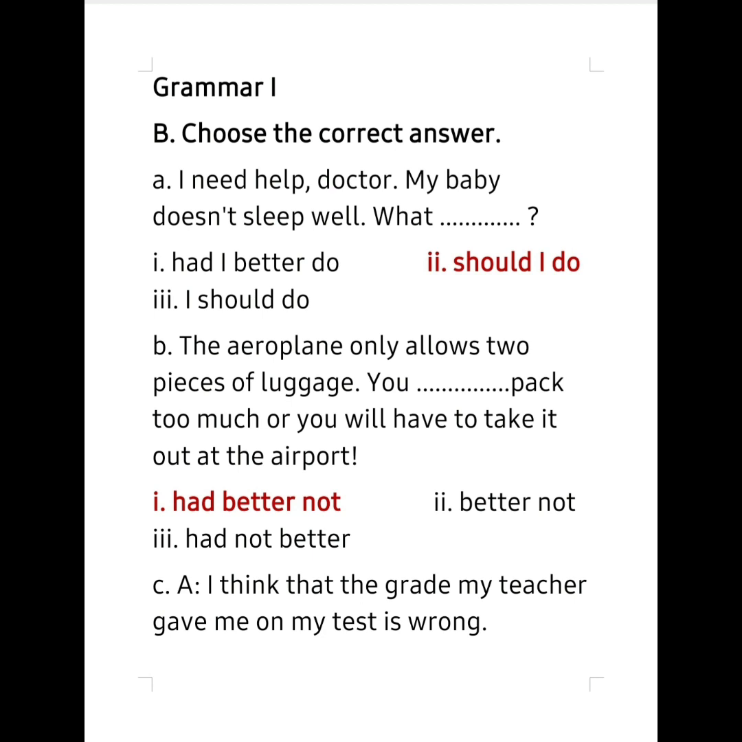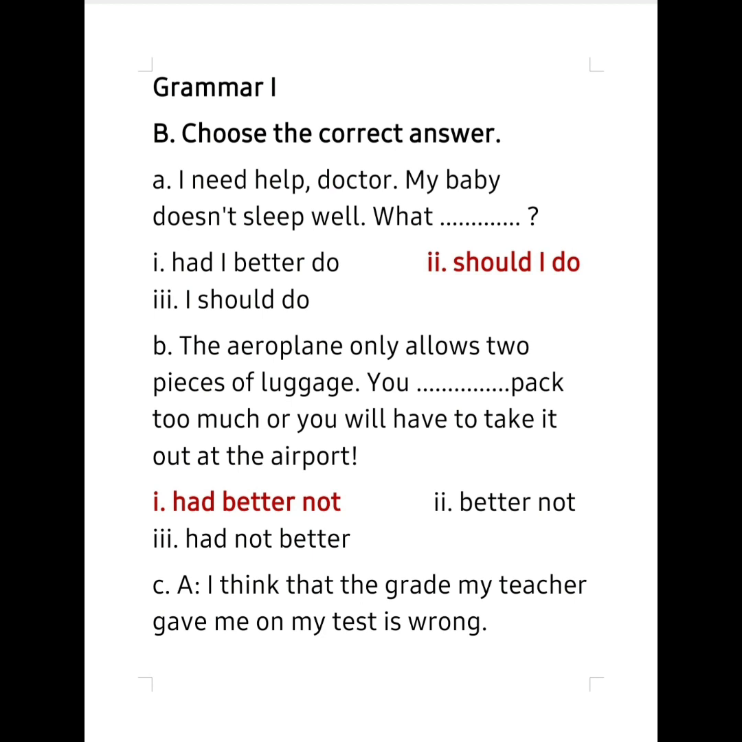Grammar 1. B. Choose the correct answer. A. I need help, doctor. My baby doesn't sleep well. What I do? Answer: 2. Should I do? B. The aeroplane only allows 2 pieces of luggage. You pack too much or you will have to take it out at the airport. Answer: 1. Had better not.